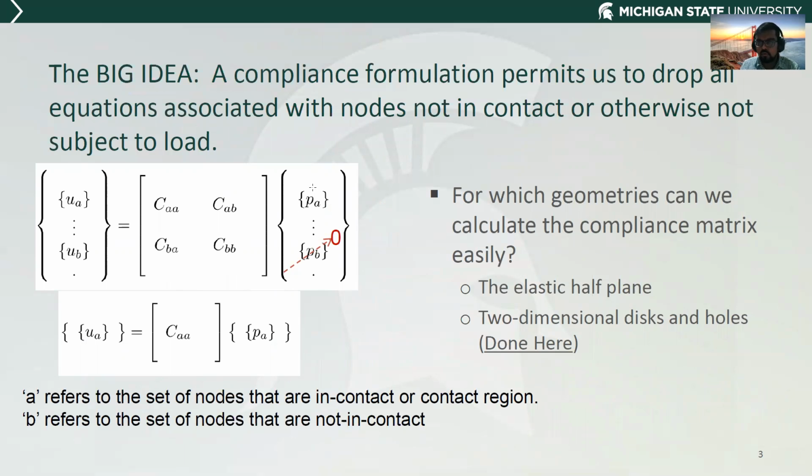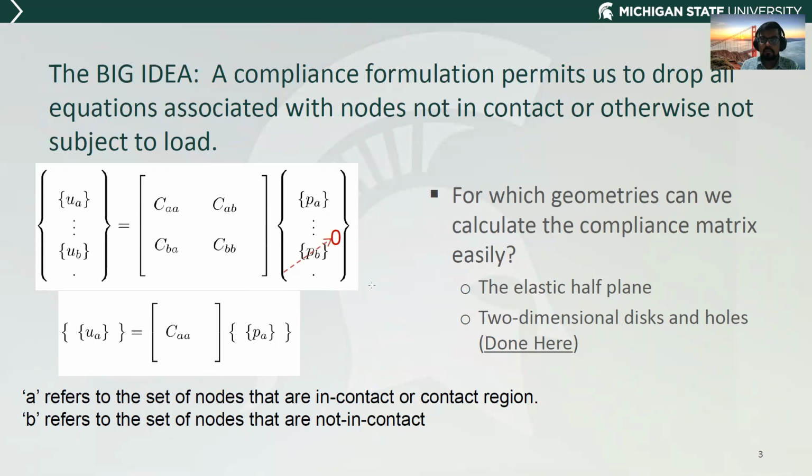So if we have two sets, where set A refers to the nodes which are in the contact region, which we expect, and set B refers to the set of nodes which are never going to come into contact. Then the tractions will always be zero, so we can drop this column of the compliance matrix and also this row of the compliance matrix. That reduces our compliance matrix to a small compliance matrix and results in a small set of equations.